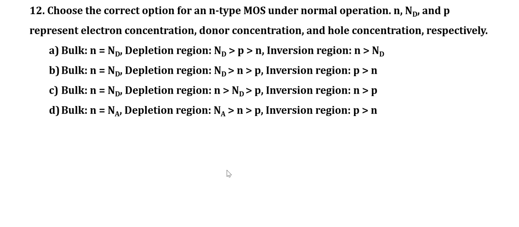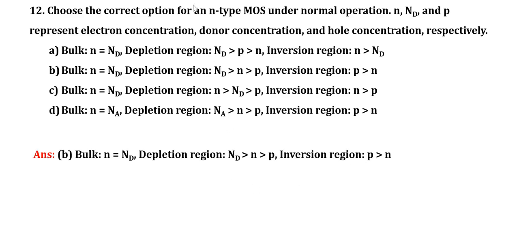Ma'am, please explain the answer. Yeah. So basically, in case of a MOSFET, initially it is an N-type MOSFET. N-type means that the bulk of the material has more electrons than holes. Therefore, in bulk, N will be equal to Nd, that is the donor concentration. That is for an N-type material.